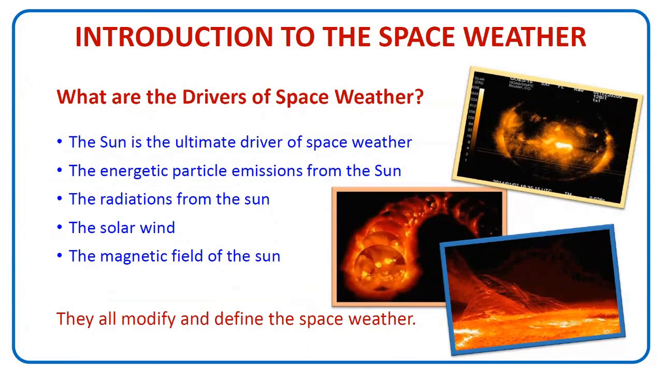Now from the sun, there are also magnetic fields, which I have mentioned. So the magnetic field fills up this interplanetary space, and we call it the interplanetary magnetic field, or IMF. So what are the interplanetary magnetic fields? What are their strengths? How are they measured? We'll describe a little bit of it in subsequent slides. Now they all modify and define the space weather.